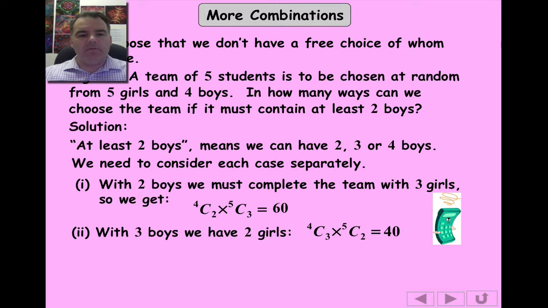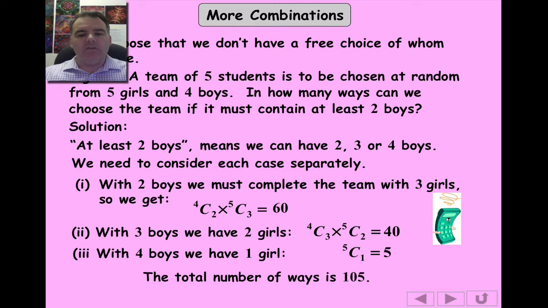If we want a team of 3 boys, again, out of our 4 boys we're going to choose 3 of them, and from the 5 girls we need to choose another 2 to complete the team, multiply those together, and that's 40. And lastly, if we want a team with 4 boys, we could say 4 choose 4, which is 1, so we're going to choose all the boys, and out of the 5 girls we're going to choose 1, so that's 5. So the total number of ways of doing that, 60 plus 40 plus 5, is 105. So as soon as you're thinking to yourself the word or, you know that you have to be adding.